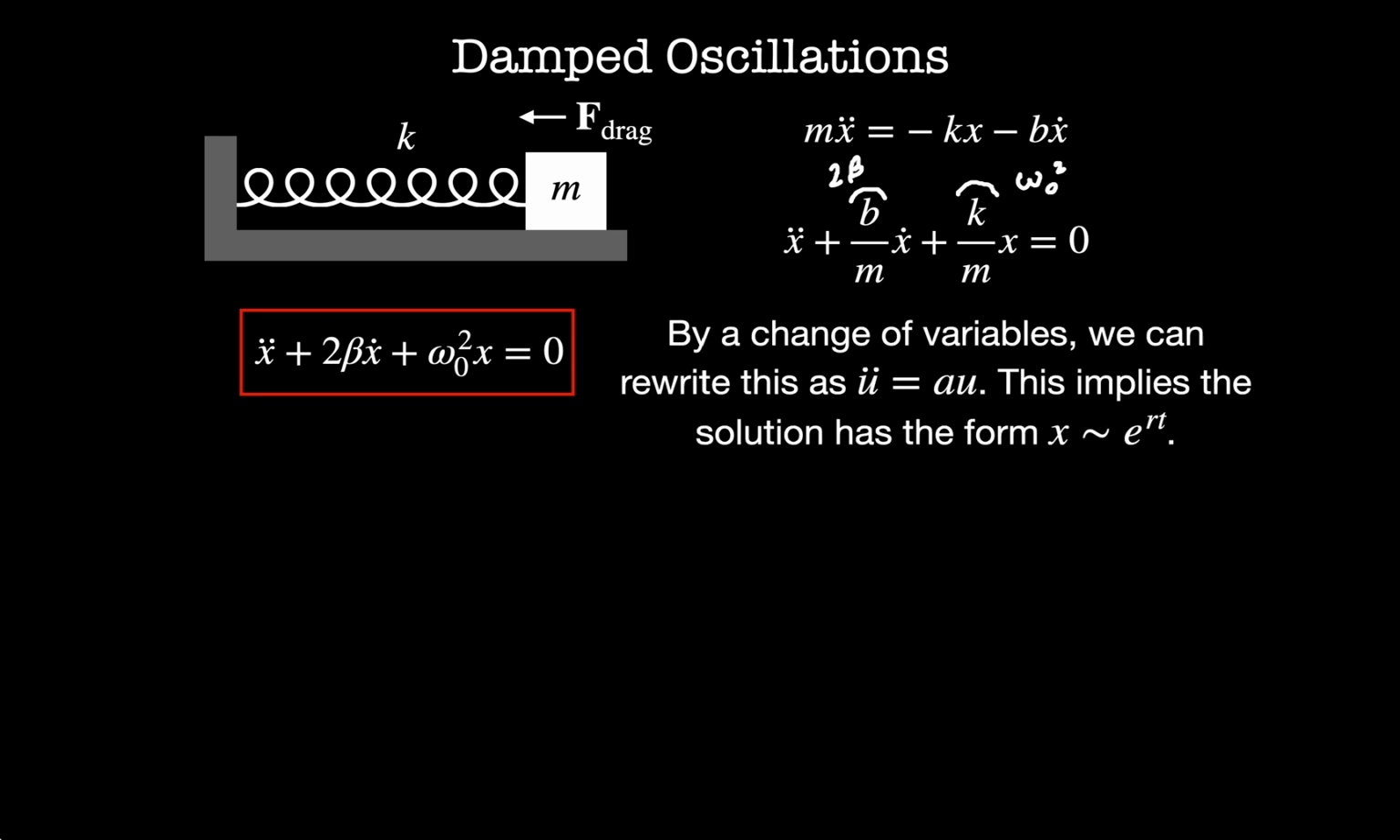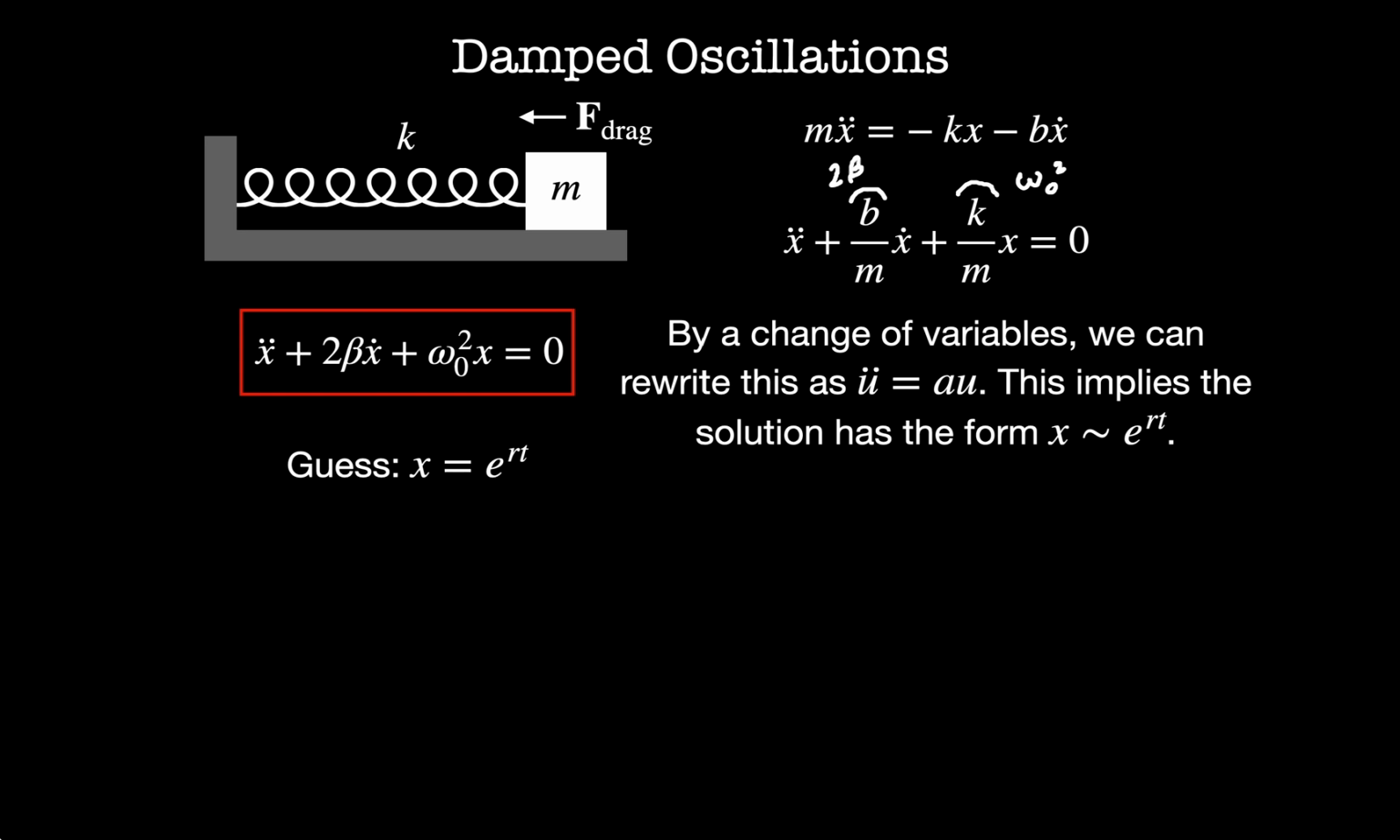So there's a change of variables that lets us rewrite this equation as u double dot is equal to au. And we know that that type of equation has solutions of the form x is equal to something e to the rt, where we don't know what r is right now. So instead of doing all of the algebra, we're going to take this solution as an ansatz and guess it and see what this tells us about r. So let's guess x is equal to e to the rt and see where that takes us.